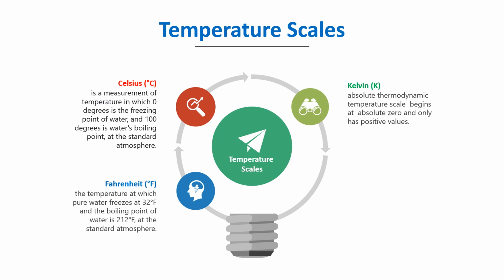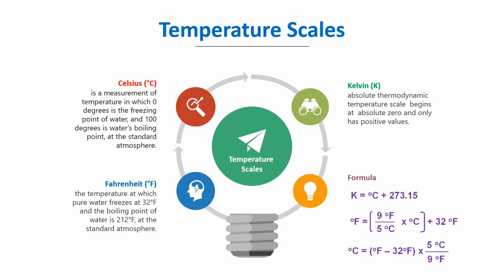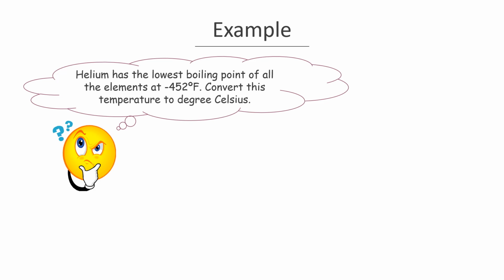While Kelvin is the unit used for the absolute thermodynamic temperature scale, which begins at absolute 0 and only has positive values. The formula to convert Kelvin to degree C is this formula, to convert to degree Fahrenheit is this formula, and to convert the temperature to degree C, here we have the formula. So here we have an example on how to convert the temperature scales.